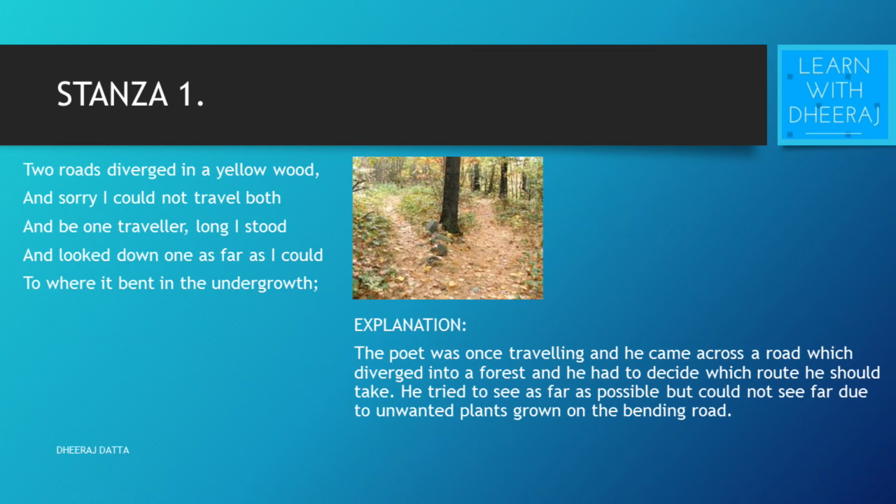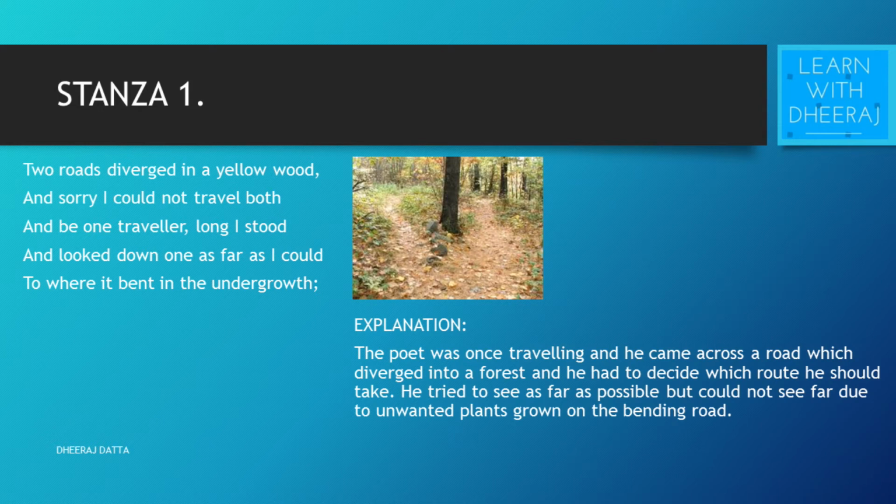So now let's start with the explanation of this poem, and here's the first stanza in front of you. Two roads diverged in a yellow wood, and sorry I could not travel both. So the poet is saying that once he was traveling and he realized that the road got divided into two, which were passing through the forest, and he says that he is sorry because he cannot travel both at the same time.